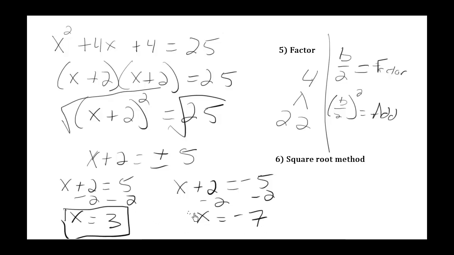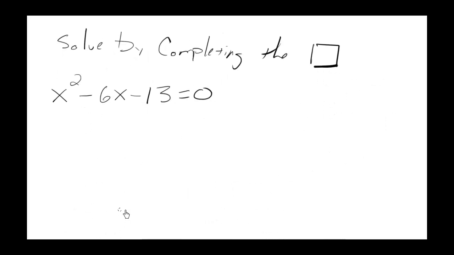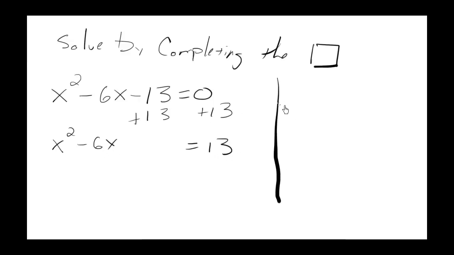So let's take a look at one more problem like this. Solve this by completing the square. So step 1, move the constant over. Add 13 to both sides. X squared minus 6x, leave yourself some space, equals 13. Then take the b term with the sign attached, so that minus is attached to that 6. Cut it in half, it's going to give us minus 3.